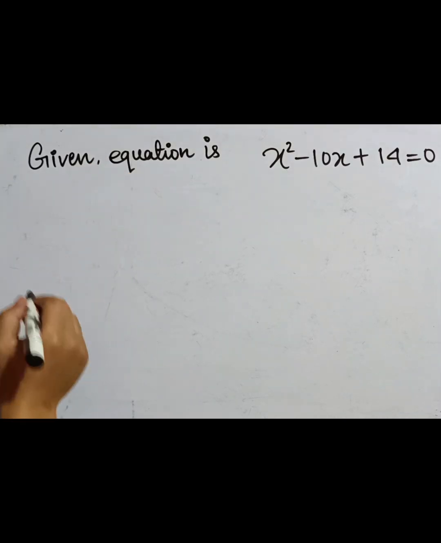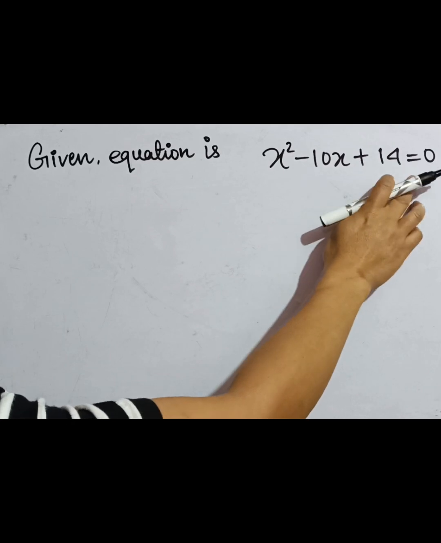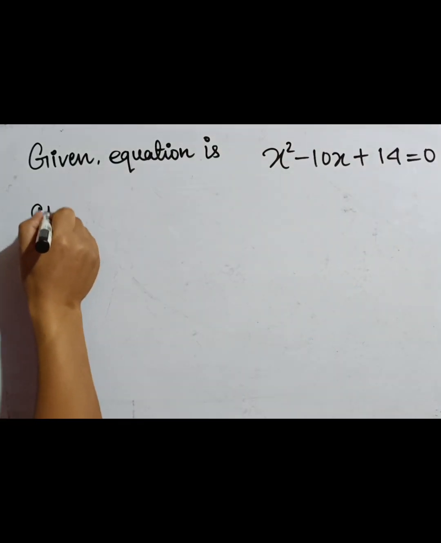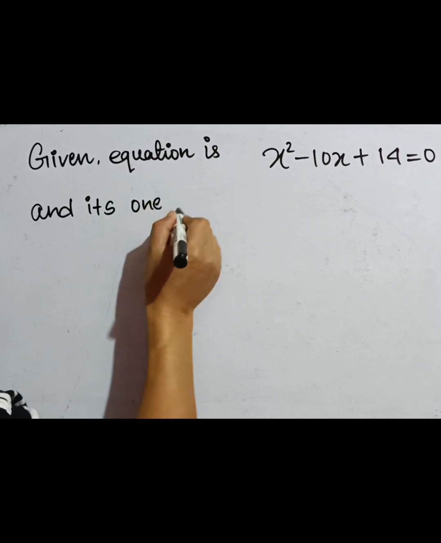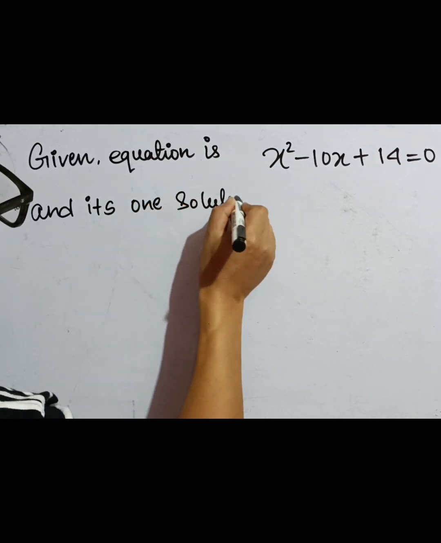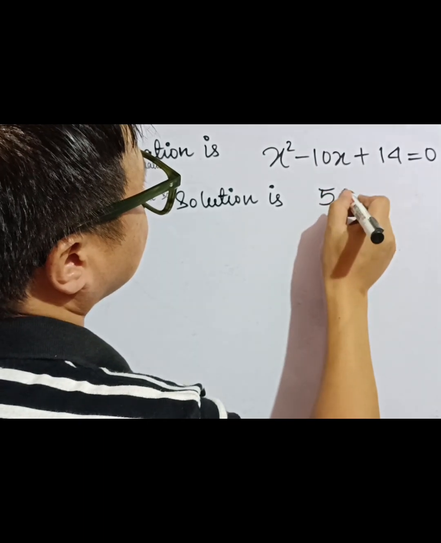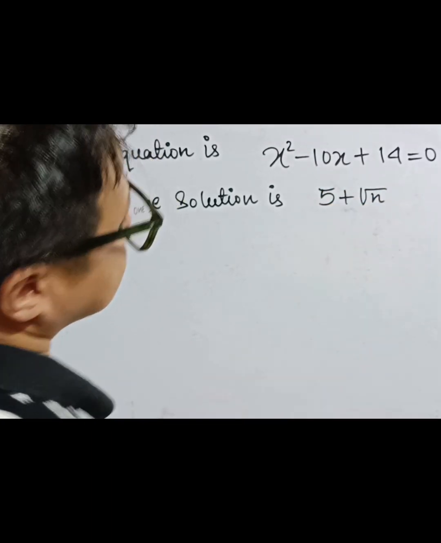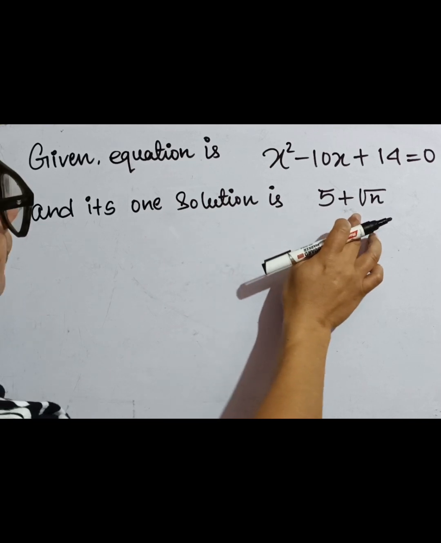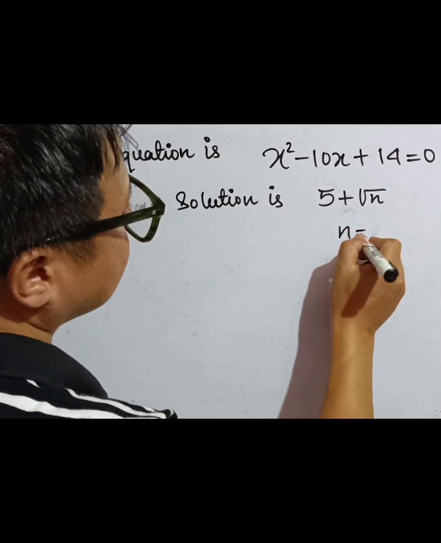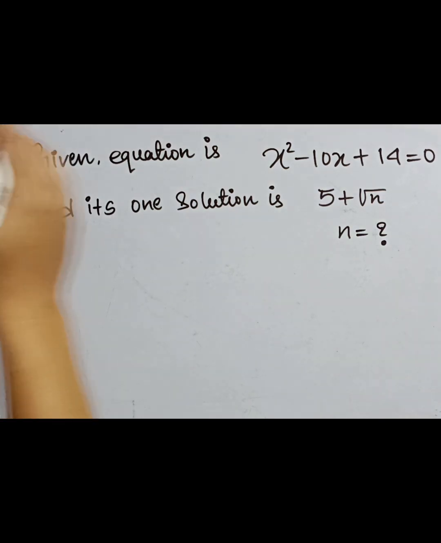Here in the question, the given equation is x square minus 10x plus 14 is equal to 0. It's a quadratic equation, and it is given by the question its one solution, that means its one root is 5 plus root n. And now using this hint we have to calculate the value of this unknown n. So we have to calculate the value of n here.